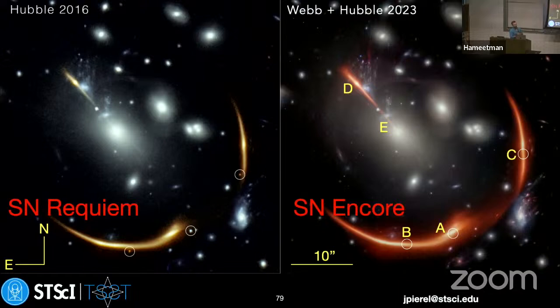And then the final really cool thing about this system is that supernova Requiem, discovered in 2016, is going to reappear here in image D in 2026. So we're actually very close to reobserving this system in the next couple of years. And we know when and where a Type Ia supernova is going to explode. I challenge anyone else to do the same. And then Encore will then follow it up several years later. So obviously a very cool system. We are currently measuring the Hubble constant with supernova Encore.